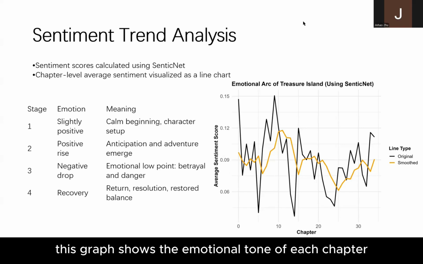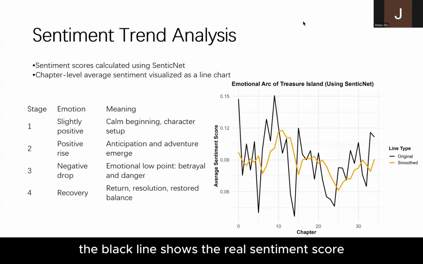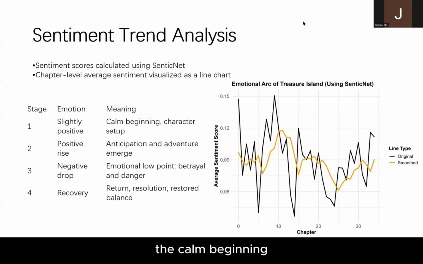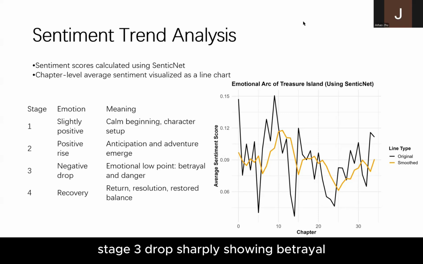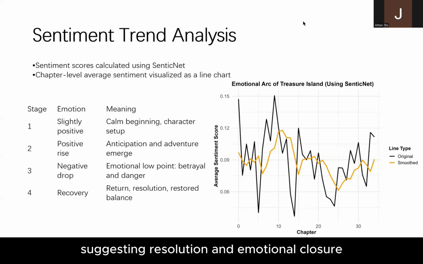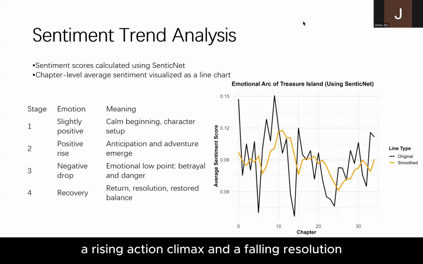This graph shows the emotional tone of each chapter using sentiment analysis. The black line shows the real sentiment score, and the orange line is the smoothed curve. Stage 1 starts neutral and positive, the calm beginning. Stage 2 rises with excitement as the voyage begins. Stage 3 drops sharply, showing betrayal, conflict, and fear. Stage 4 rises again, suggesting resolution and emotional closure. This sentiment arc matches the traditional plot curve: rising action, climax, and falling resolution.